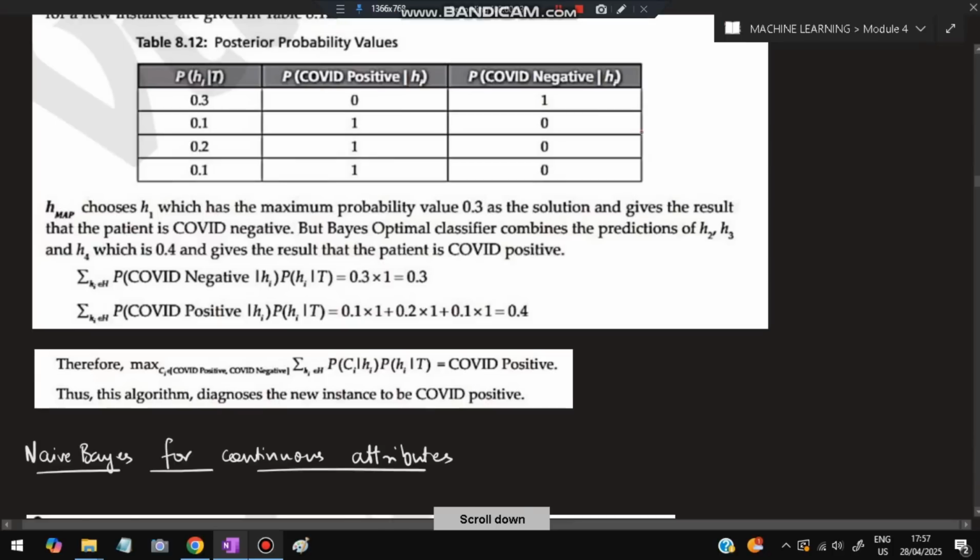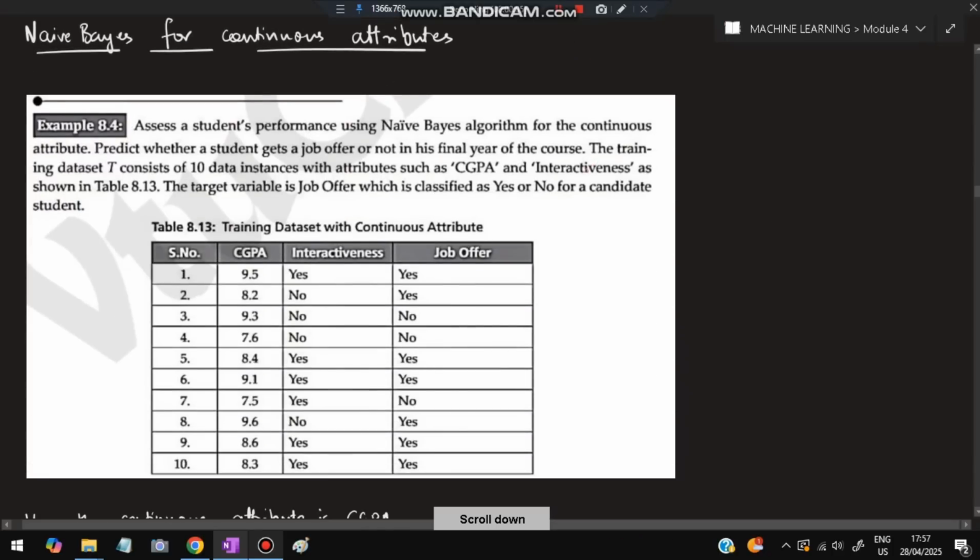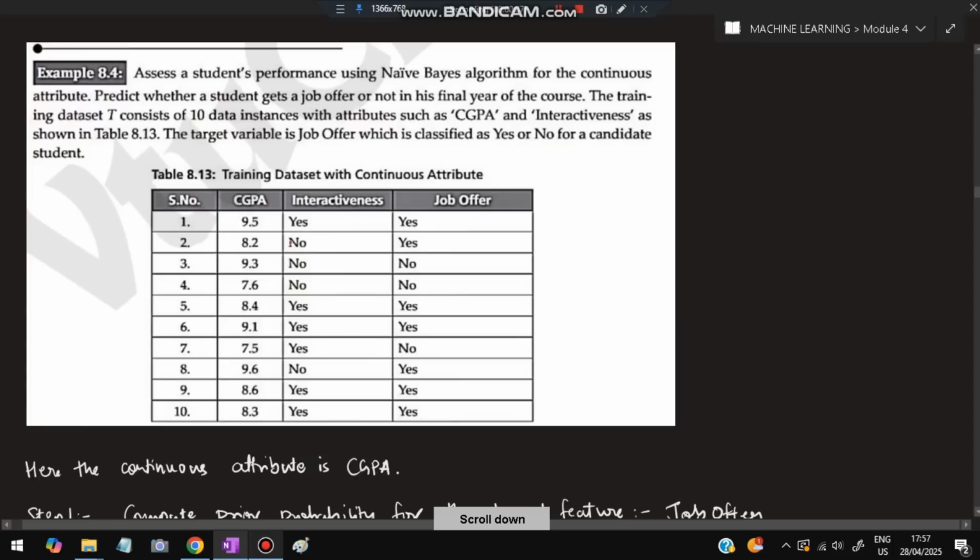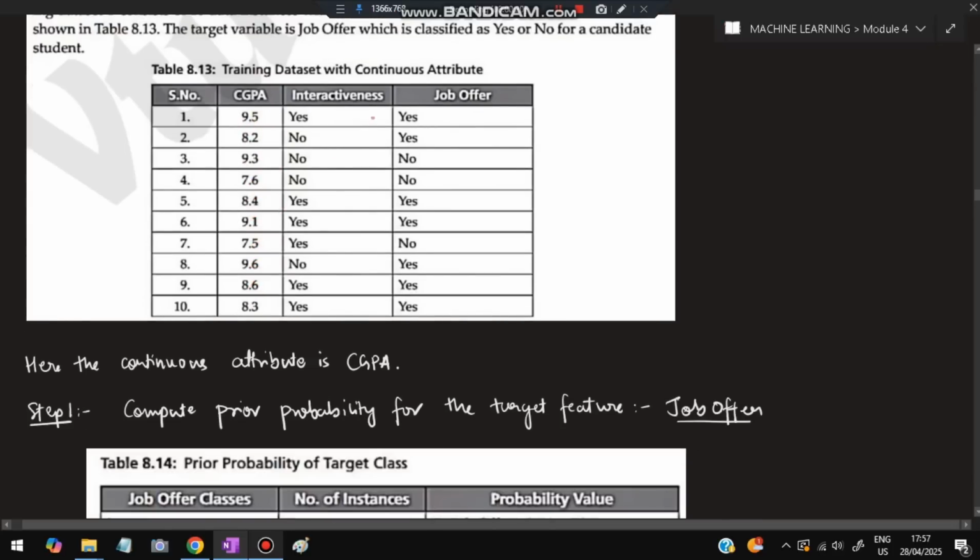The next one is naive Bayes for continuous attributes. Here we will not have a single value like greater than 9, greater than 8 or less than 8. We'll have decimal values. Based on the previous algorithm we cannot classify this, because all the decimal values are different. So now, what can we apply here?